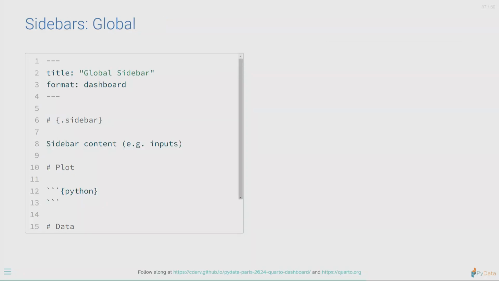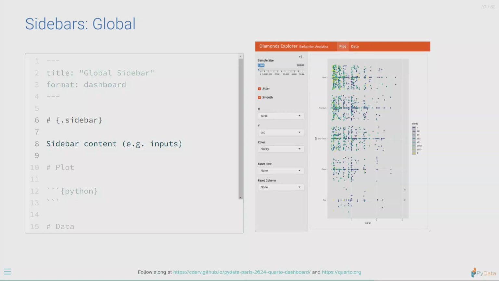If you want a sidebar for all your pages, at a global level, you use header 1 with the same class attribute, and then you will get a sidebar. This sidebar, for example, will control the graphics and the plots on all the pages of the document.